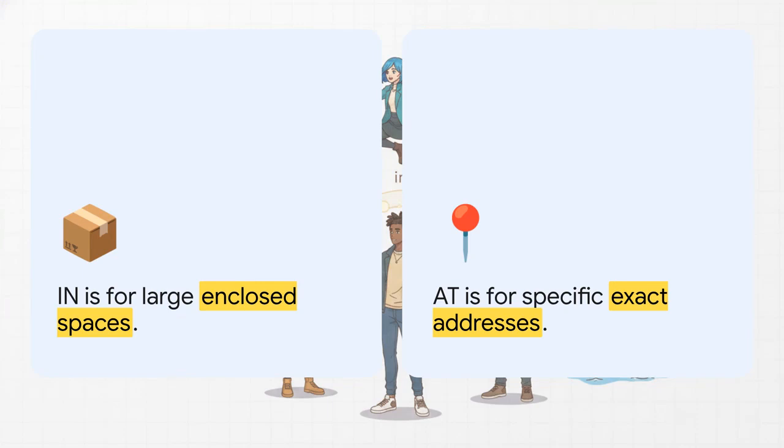Okay, let's dive into this. These are the absolute bedrock rules for the big three English prepositions. Think of in as a large, static box that contains you. It's for being inside enclosed spaces or large areas like in London or in England. Now, at acts as a highly specific, exact pin dropped right onto a map. You use it for precise coordinates, like at 34 Baker Street or at the door. So just remember, in is the container and at is the exact coordinate.